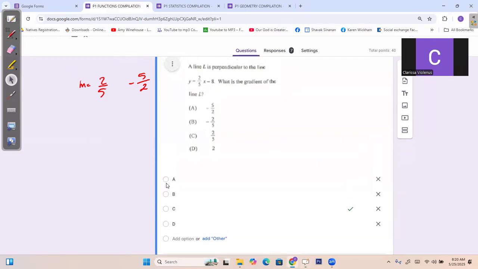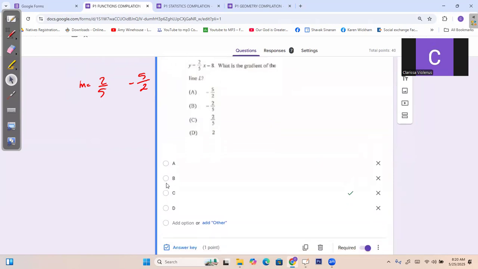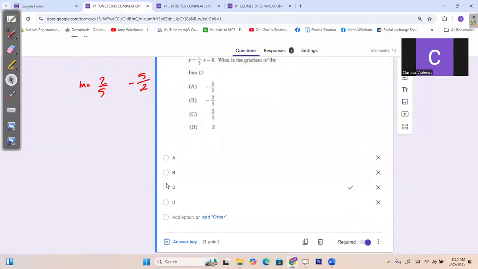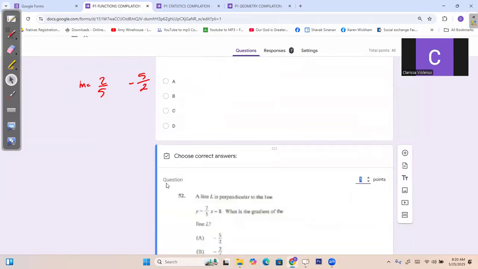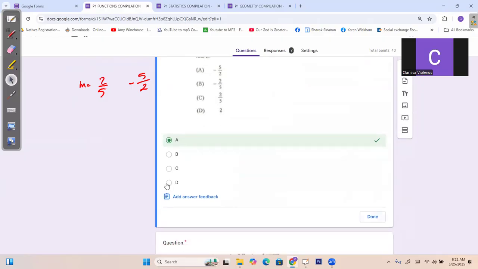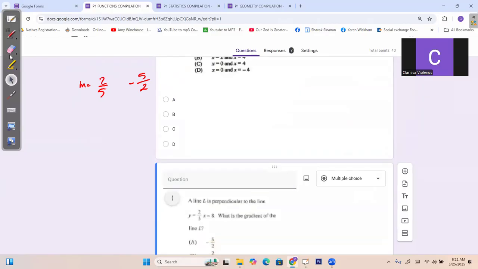Yeah, this one is wrong. Because it says perpendicular to the line, the gradient of L, this should be corrected. This should be A. So that's a mistake. It's not parallel. If it was parallel, it would be the same, negative 5 over 2.